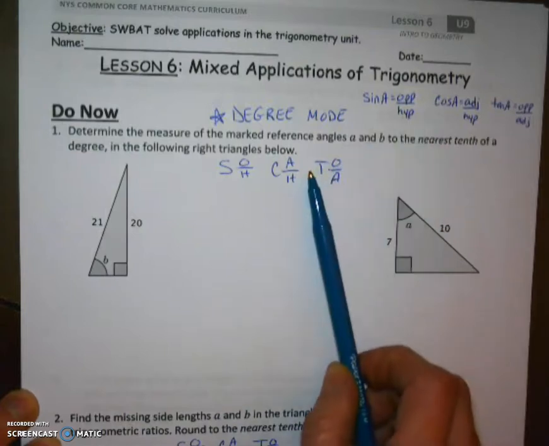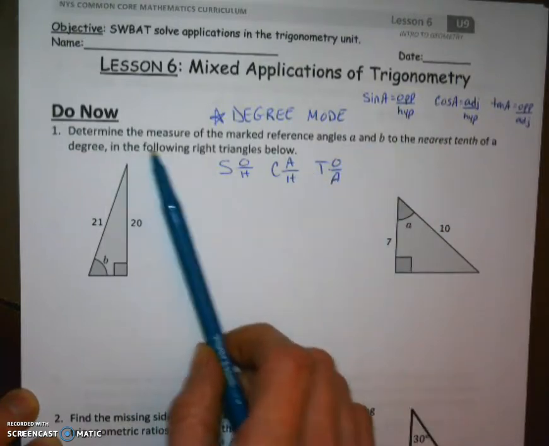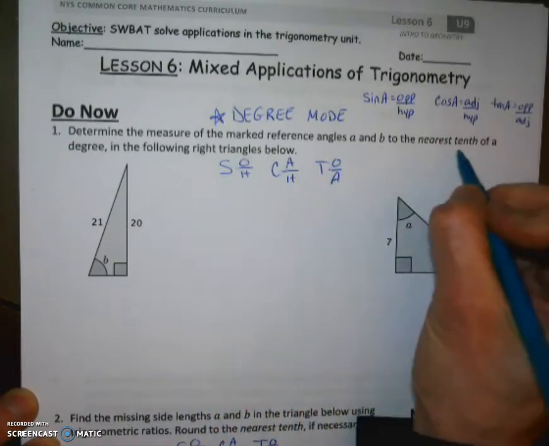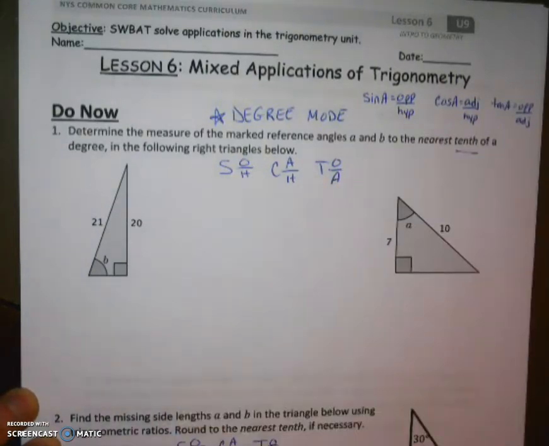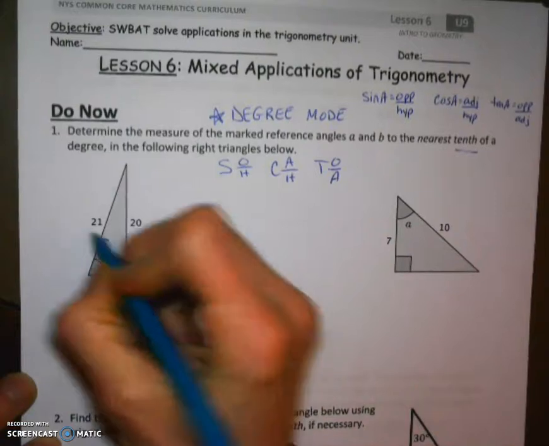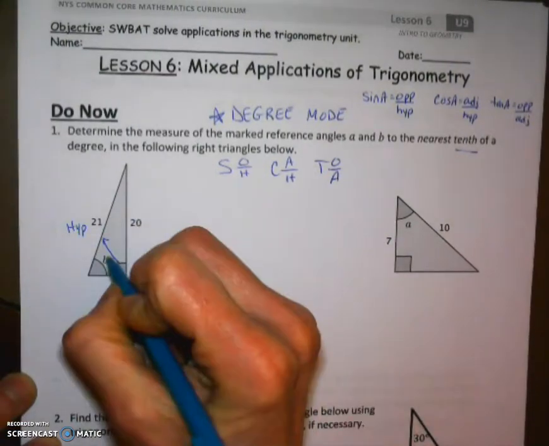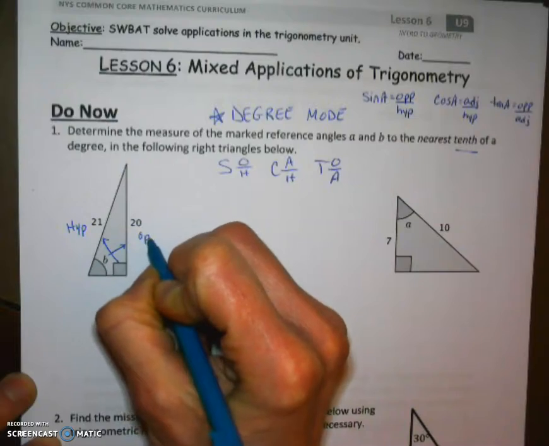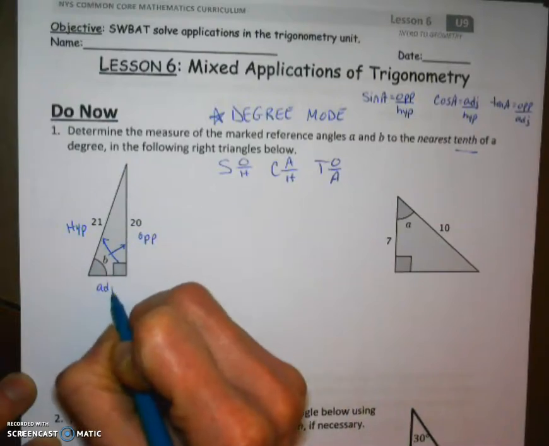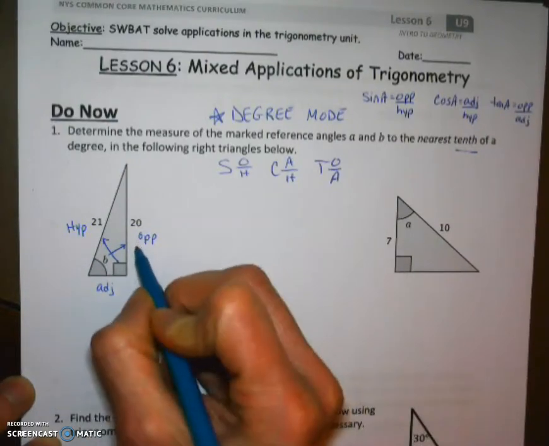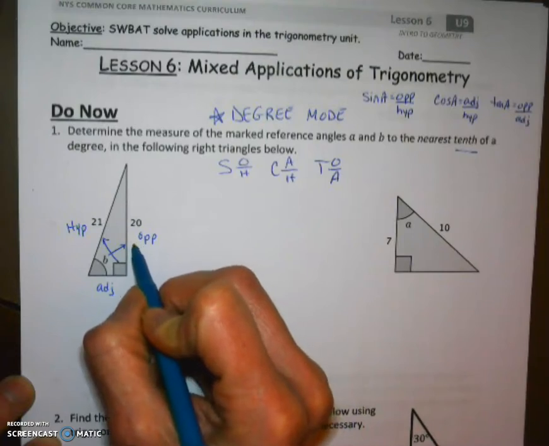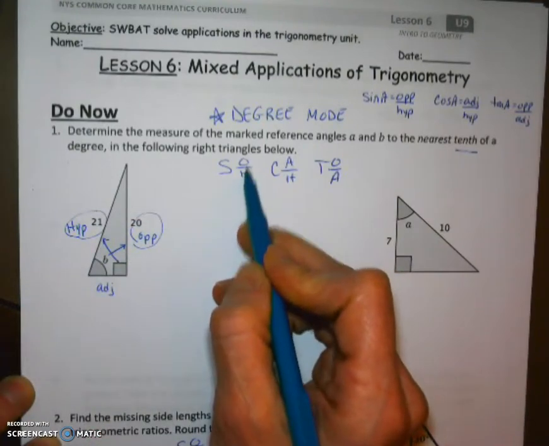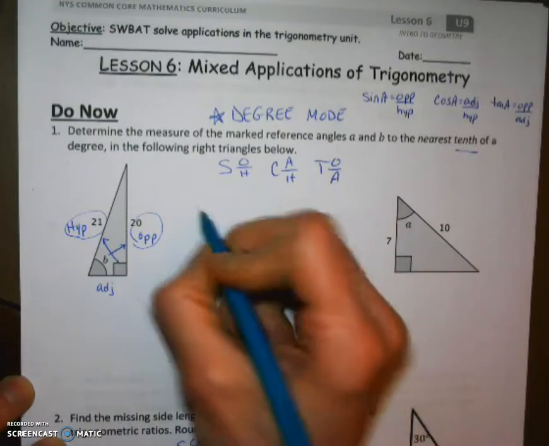to remind me the side lengths. So it says in number 1, the do now, determine the measure of the marked reference angle A and B to the nearest tenth of a degree in the following triangles. So the first thing I always like to do is from the right angle, I know the side across from the right angle is the hypotenuse. From the given angle, in this case B, the side across from it is called the opposite, which means the third side is the adjacent. So to set this one up, I know that I have the opposite side and I have the hypotenuse, and the only trig function that uses opposite and hypotenuse at the same time is the sine function.